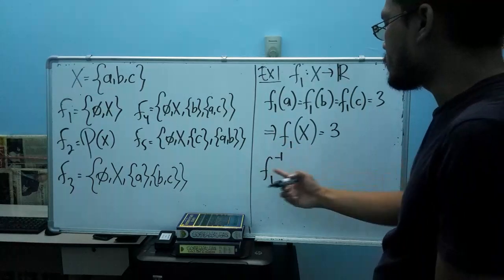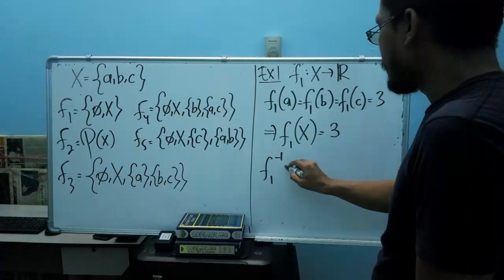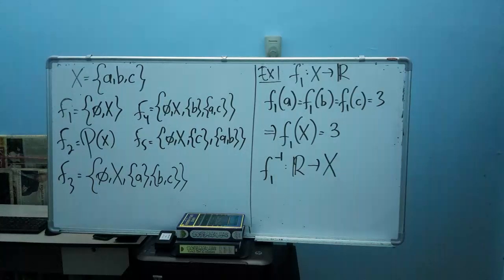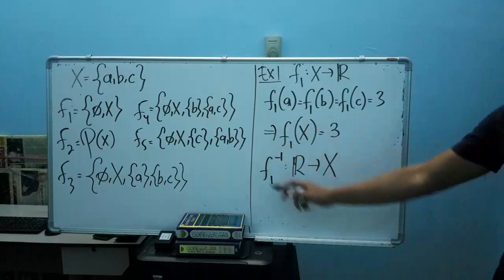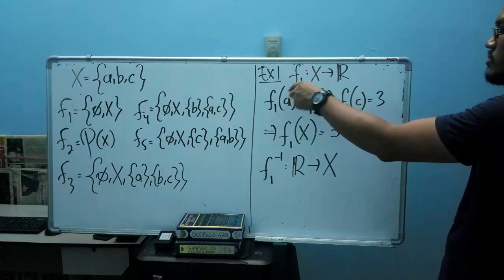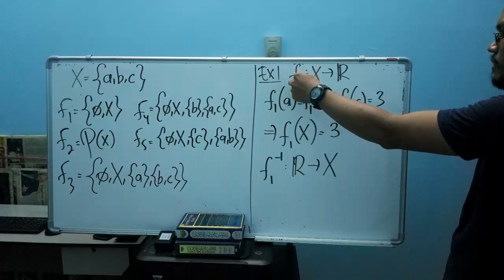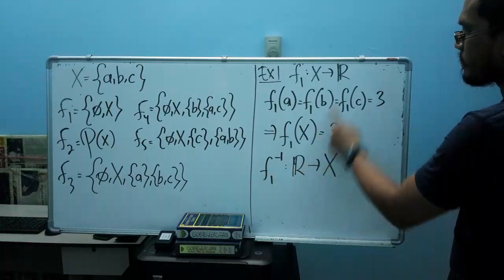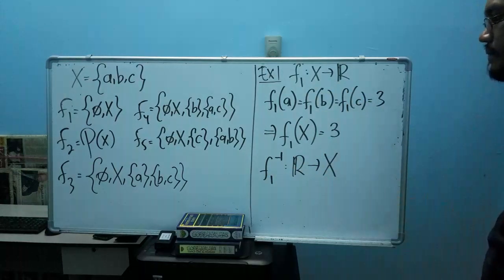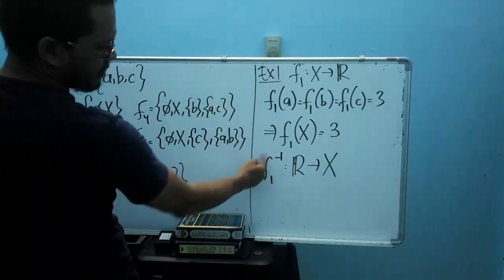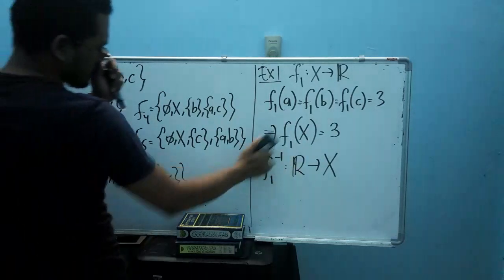So when we consider a pre-image, you need to map from R to X. This is a pre-image. When you consider the function f1 mapping from X to R, the pre-image or inverse function maps from R to X. Now let's discuss all the possible pre-images.